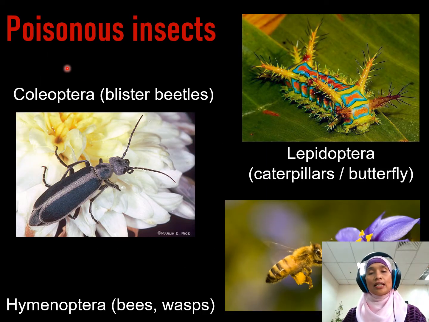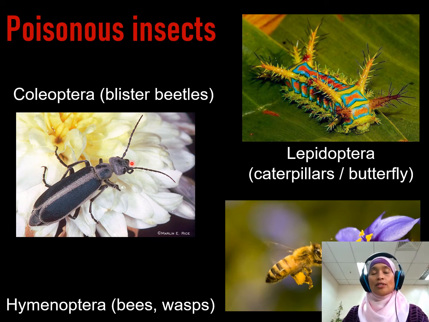In the next few slides, you'll be seeing some poisonous insects. The first order will be the Lepidoptera, and this insect would eventually become a butterfly. But the stage of development that is of interest to us would be the caterpillars, because it's got toxins on the body surface that can result in contact dermatitis.